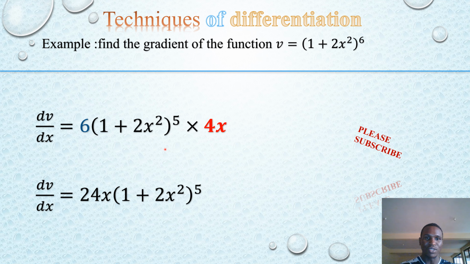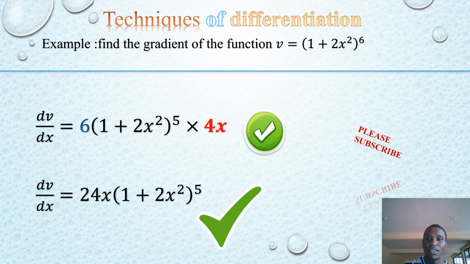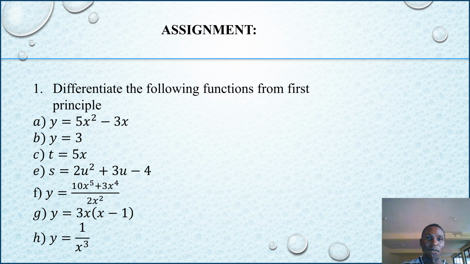4 times 6 is 24, not 20. So it's just a typing error. So you have 24x into (1 + 2x²) raised to the power of 5. So I've come to the end of this presentation, and I will leave you guys with some assignments.